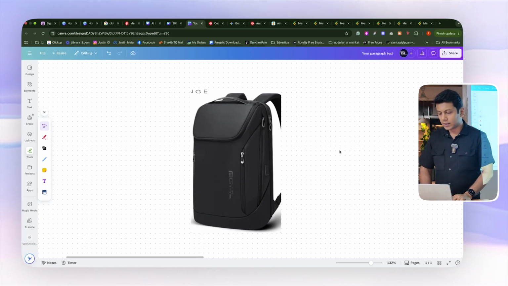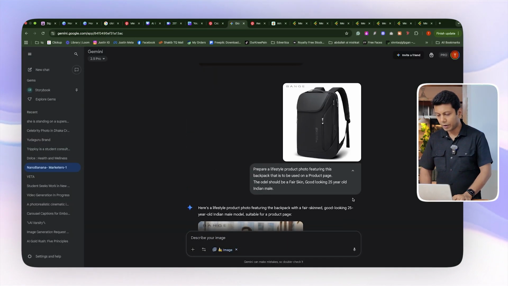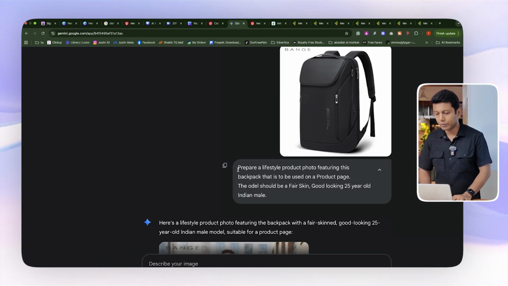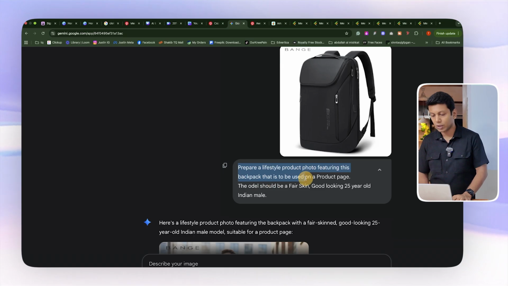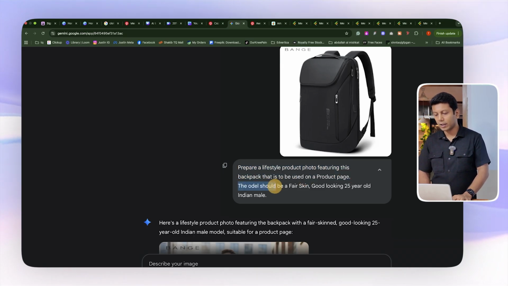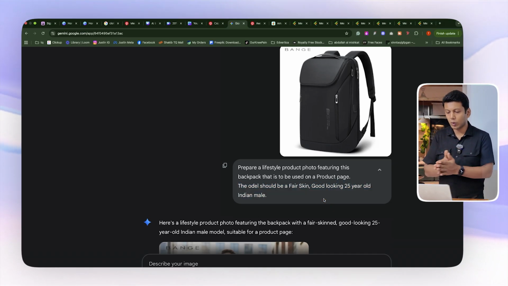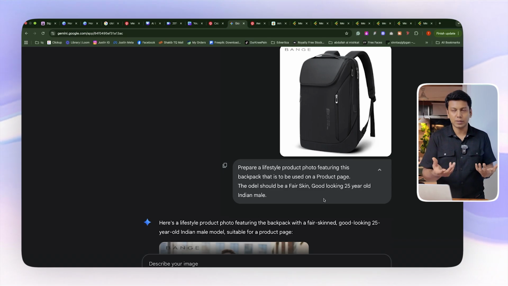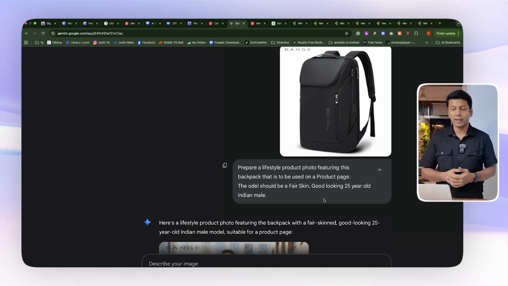So we need to head back to Gemini again. Let's go to Gemini, and I've uploaded this image and put a very basic prompt like: prepare a lifestyle product photo featuring this backpack that is to be used on a product page. The model should be a fair-skinned, good-looking 25-year-old Indian male. In my case, I'm targeting the Indian market, that's why I put the Indian male model. But based on your use case, you can use US, Australian, African, or whatever region you are playing in.